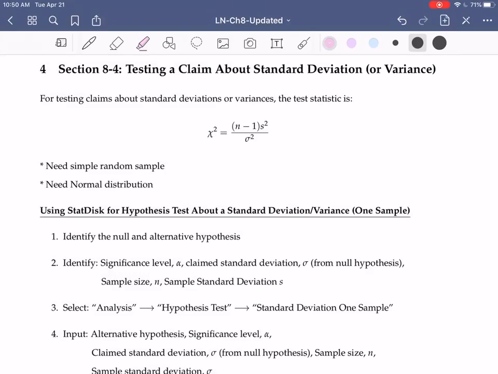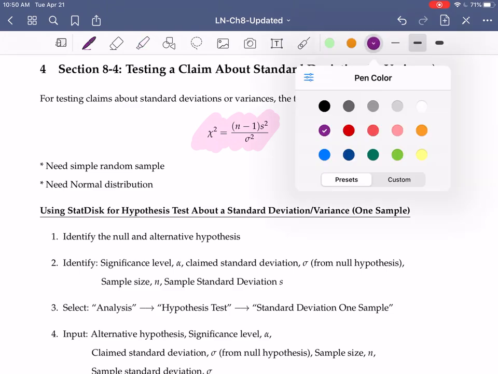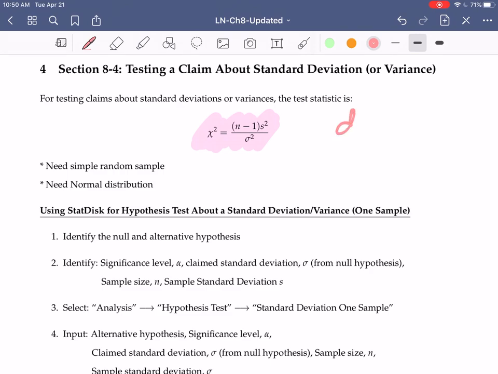In this video, we'll take a look at testing a claim about a standard deviation or testing a claim about a variance. So when we look at testing a claim about a standard deviation or variance, our test statistic is going to be a chi-squared value. And so our critical values will be chi-squared values. For these, the degrees of freedom that are going to be associated with these are going to be one less than the sample size. So those are the chi-squared distributions that we will take a look at.